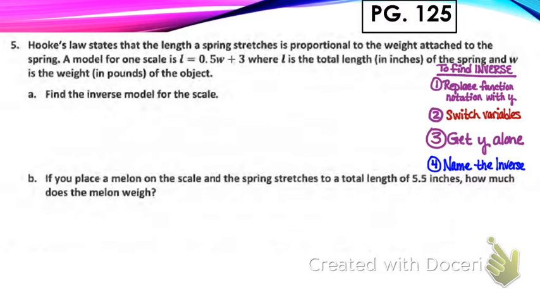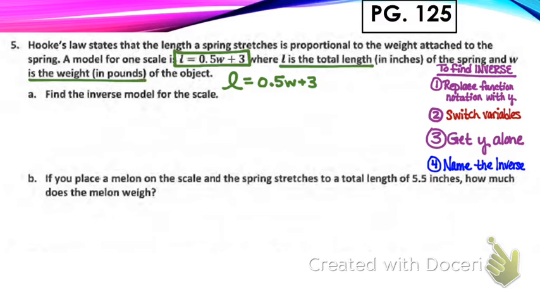The length that a spring stretches to is proportional, which means we can predict it without having to do the experiment over and over, to the weight attached to the spring. For one scale, this is the equation. And right at the beginning, that's not a number 1, that's a letter L. I hate it when they use lowercase l's in equations, so I usually write them either as cursive or capital, because otherwise they just look like 1s to me. So this would be kind of like y equals mx plus b. L is the total length. And what does W mean? W is the weight, and it says in pounds.